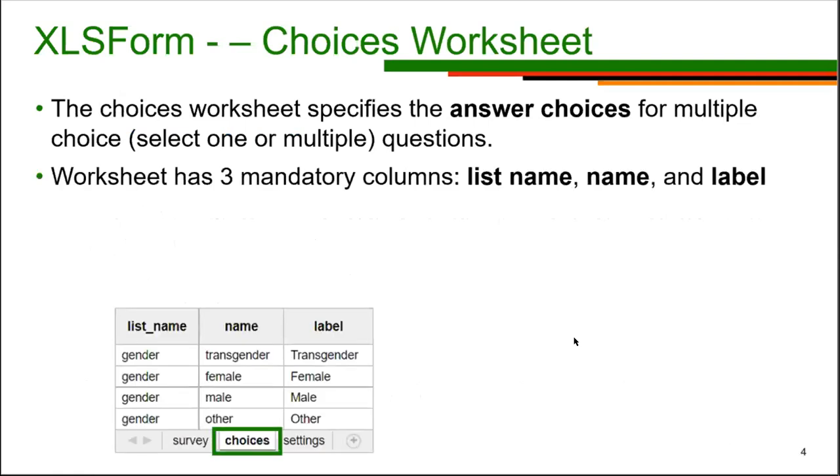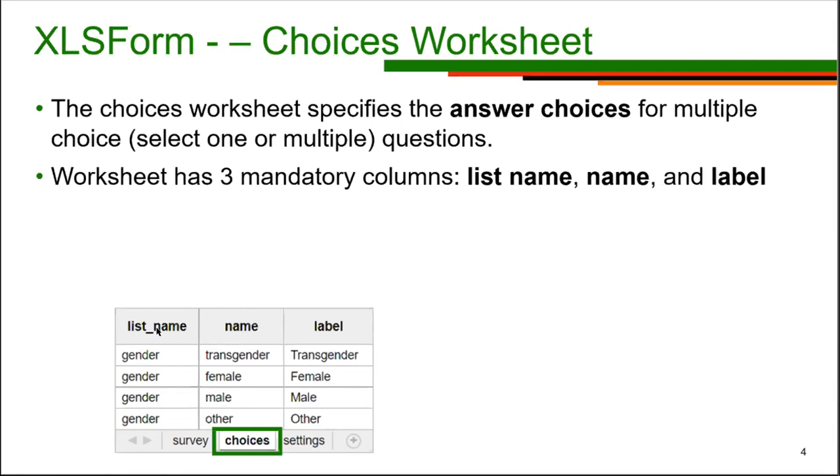So the next worksheet that is there in your form will, of course, be the choices worksheet. So this worksheet is used to specify the answer choices for multiple choice questions. So each row will represent an answer choice, and the answer choice will be associated to a certain variable using the list name. So in the example that we have, all the choices that are appearing under the name column, rather, are associated with the question with the variable name gender.